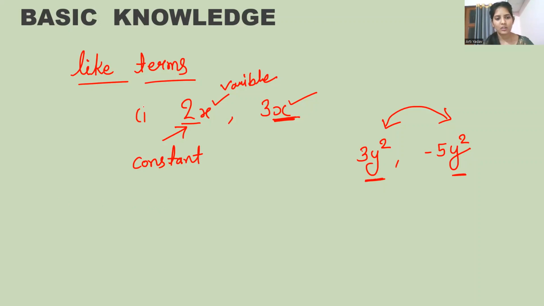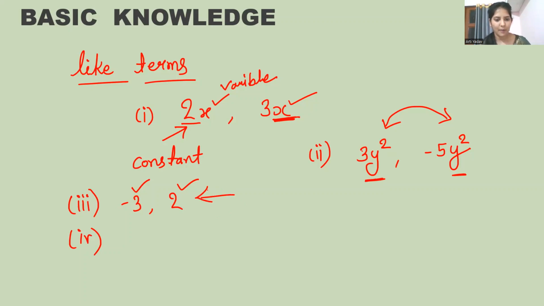So this was the first example, this was the second example. If I will write here the third example, suppose I wrote here minus 3 and 2. So this is also called like terms because they are not having any variable. 3 के साथ भी कोई variable नहीं है, 2 के साथ भी कोई variable नहीं है. That means this is also the example of like terms. And fourth number, here you can confuse. Okay, so remember this example also. कोई variable दोनों के साथ नहीं है, right? If I will write here 1 also, so with 1 also there is no variable. So these all three are like terms.